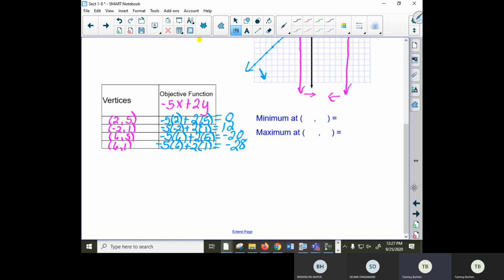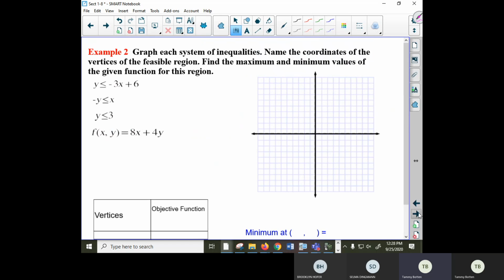Now, minimum value. They're just asking you what's the smallest. Our smallest is negative 28, and it occurs at the point 6, 1. Our maximum value, okay, was positive 12. This is our max, this is our min. Our maximum value is at negative 2, 1, and that is 12. You get it? Everybody okay with that? All right, so let's go to our next one here.